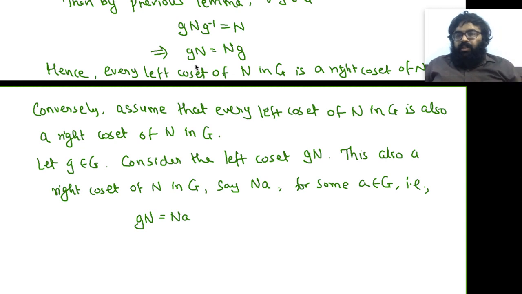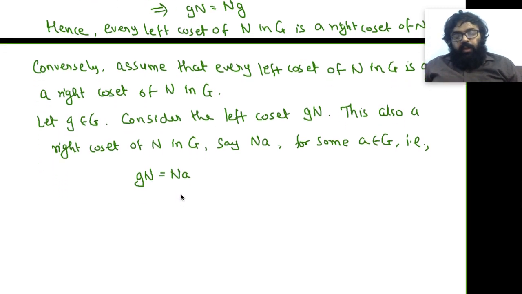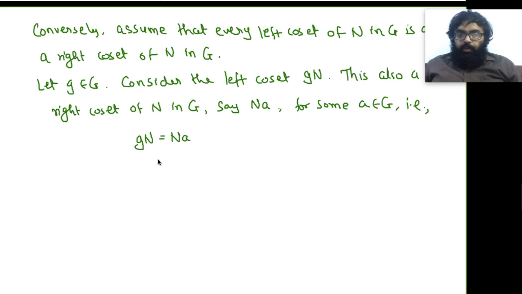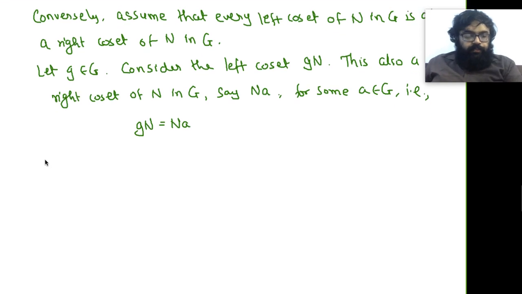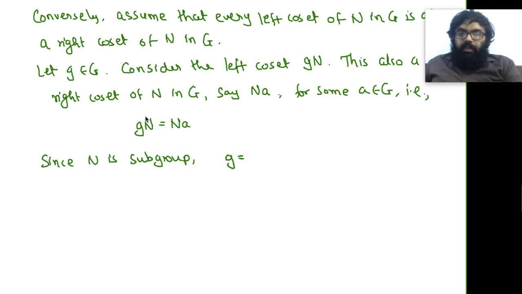We apply g inverse on both sides. So g n g inverse equals N, and N is normal by the previous lemma. So the only thing we have to show is that a equals g. Because N is a subgroup, N contains the identity. I can write g equals g times e, g dot e, where e belongs to N. So this is an element of gN. That means g belongs to gN.